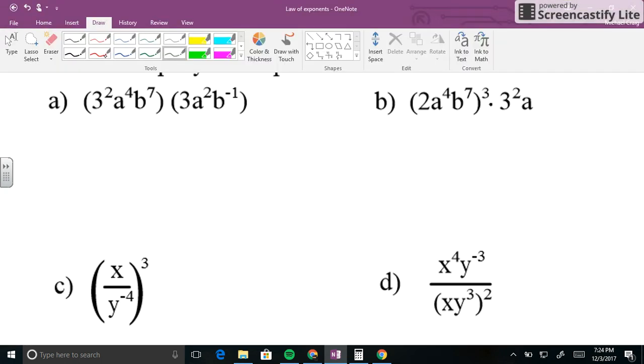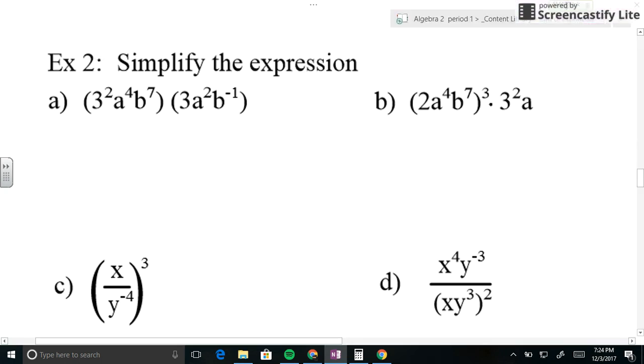Next example. We have a couple of properties here. We're multiplying, and we have exponents on these that we should be adding. So what we're going to do is look for terms that have the same base. We have a 3 that's the same in both. We have an a that's the same base in both. And we have a b that's the same base in both. When we have the same base, all we do is add the exponents.